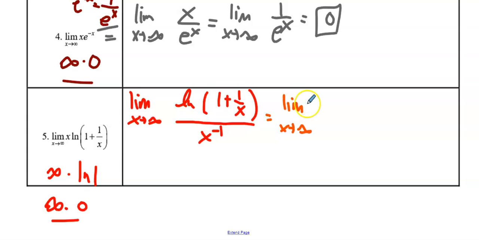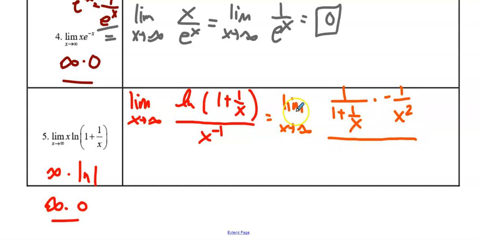Well, the derivative of the top is going to be 1 over 1 plus 1 over x, times the derivative of the inside. And it's okay to get a little nasty. It's going to work out. So the derivative of the natural log of a is just 1 over a times the derivative of a. The derivative of 1 is just 0, and the derivative of 1 over x is negative 1 over x squared. We're also going to take the derivative of the bottom, which is going to be negative 1 over x squared.